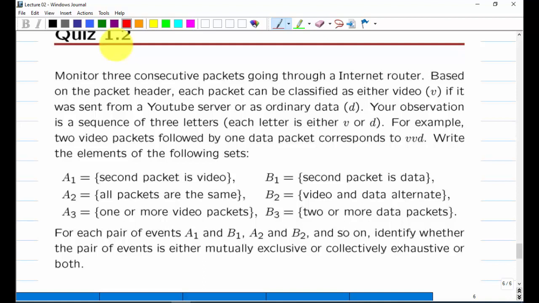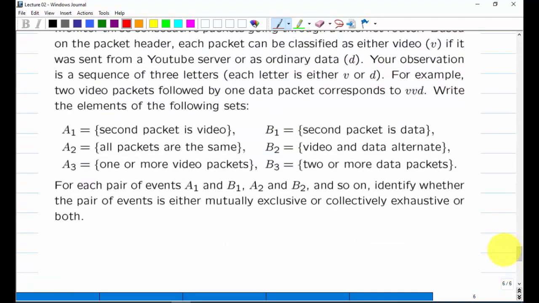So your observation is a sequence of 3 letters. Each letter is either V or D. For example, 2 video packets followed by 1 data packet corresponds to VVD. Write the elements of the following sets. So before solving this question or any probability question, we must be aware of our sample space. Here the sample space is easy, so we can write it directly because we have the 3 sequenced numbers. So the sample space is very easy for it.